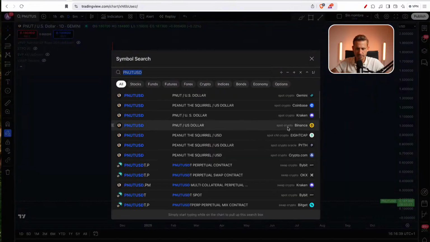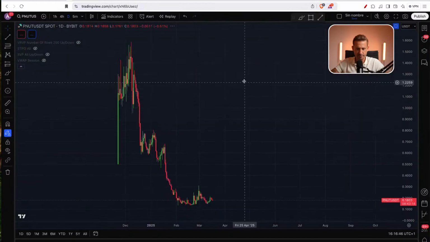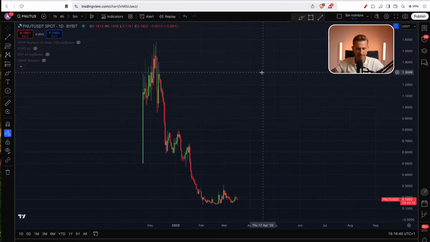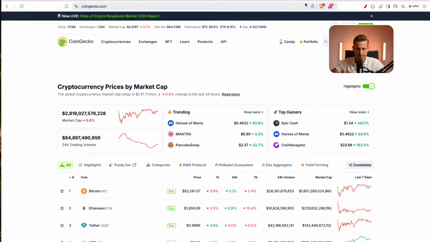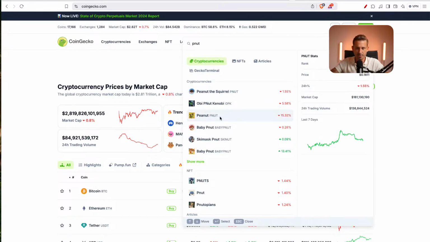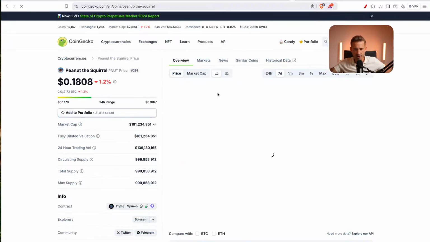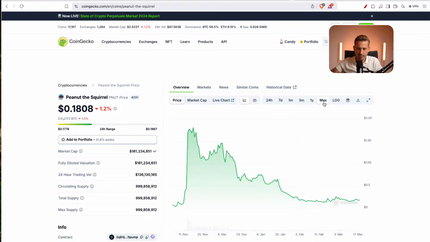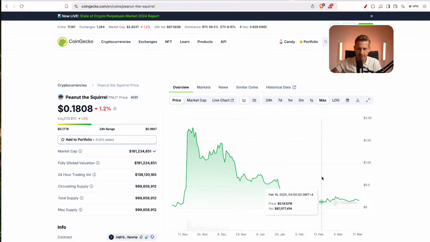Yeah, this one didn't turn out very good. This one did not turn out very good, guys. Peanut went down big time. Peanut the squirrel. This was a hyped up community coin. And yeah, we know that these hyped up community coins end up having a very, very strong pullback. It's still a 181 million market cap.